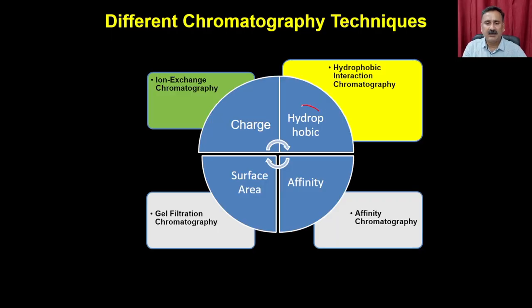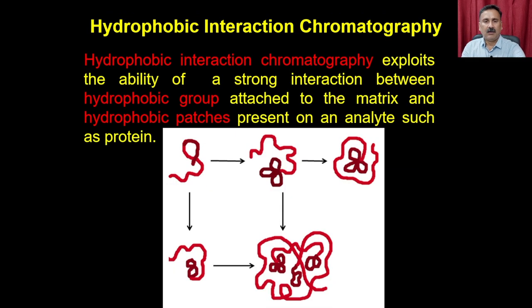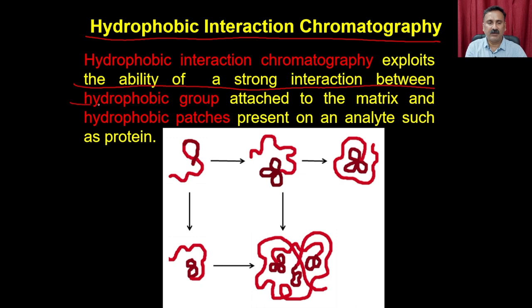Now let's move on to the next technique, and the next technique is going to utilize the hydrophobic groups that are present on the protein structures. The technique is called hydrophobic interaction chromatography. Hydrophobic interaction chromatography, as the name suggests, is going to exploit the ability of a strong interaction between the hydrophobic groups attached to the matrix and the hydrophobic patches present on the analyte, such as protein.